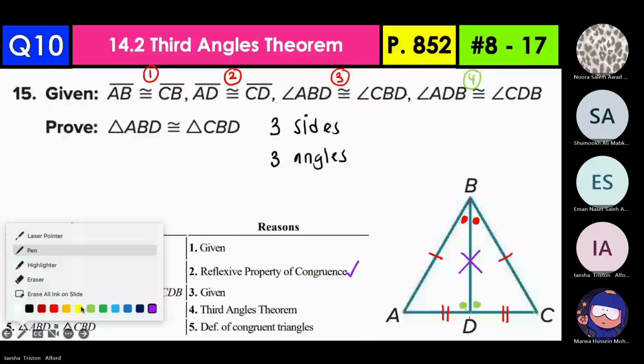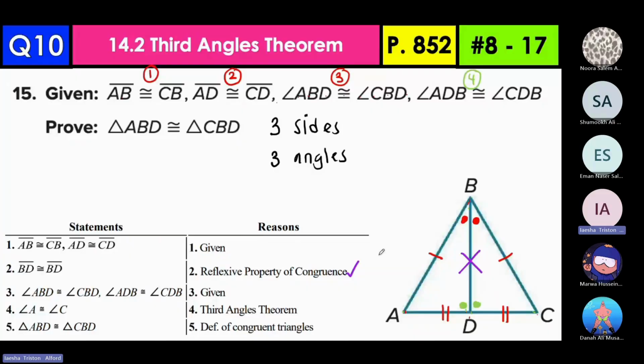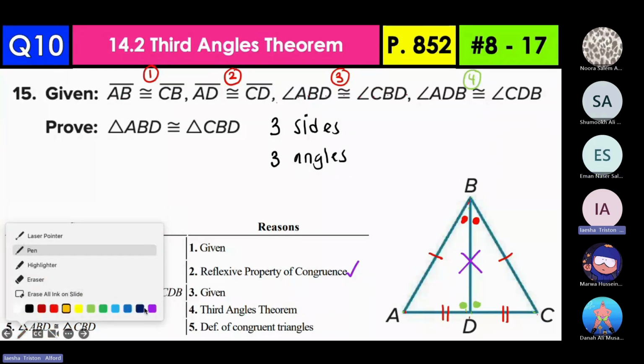Miss, what is reflexive? Tell me again. What does reflexive mean? Reflexive means equal to itself. If you see here, BD can grow into BD. It's the same thing on both sides, yeah? Okay, understand. In the picture, it must be the side that they share.